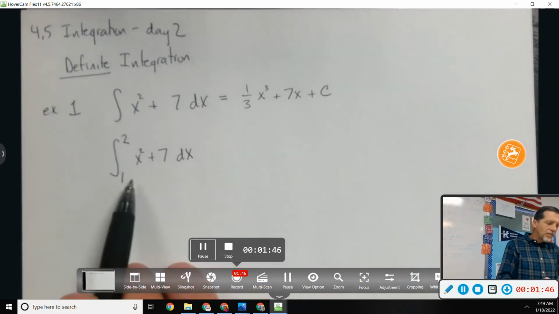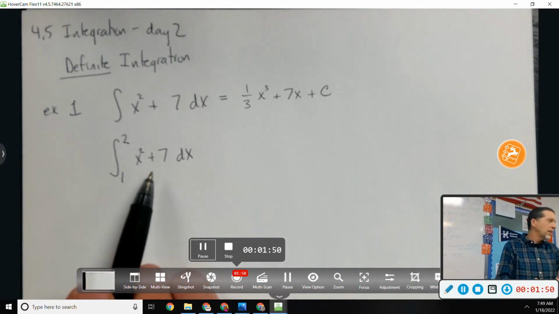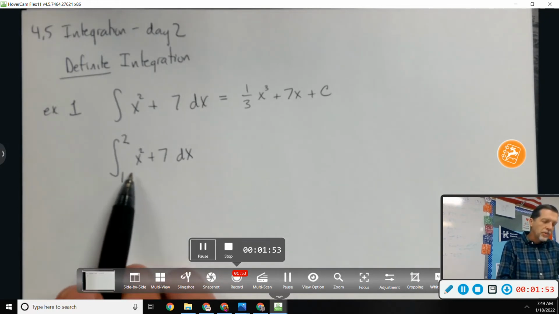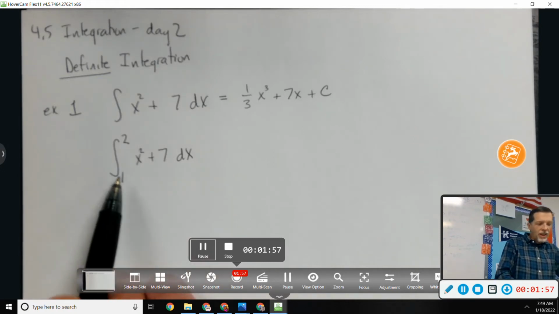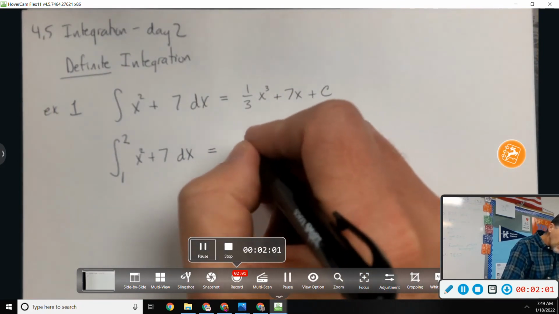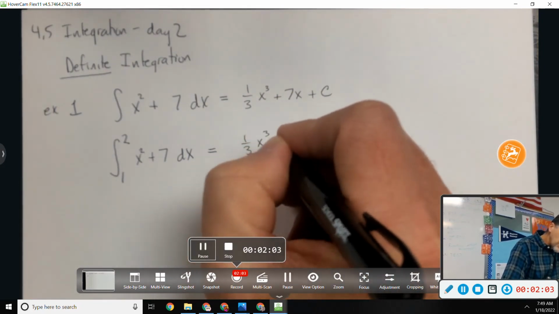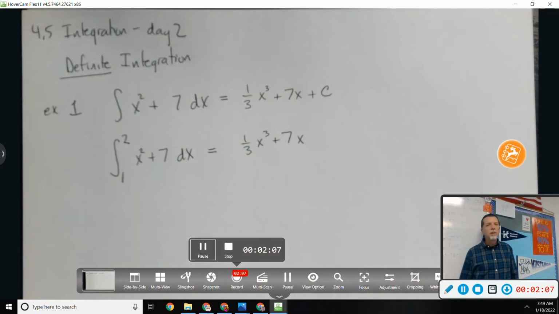But this is a parabola, and I don't know the formula for the area of a parabola. We don't learn that in geometry. So there's another meaning for this. So yes, it's area, but what it also means is, all right, the antiderivative is the same, 1/3 x cubed plus 7x. But then here's how we handle the limits.